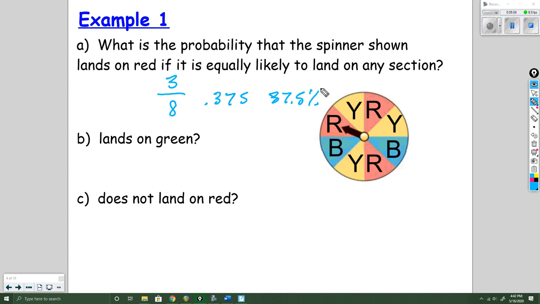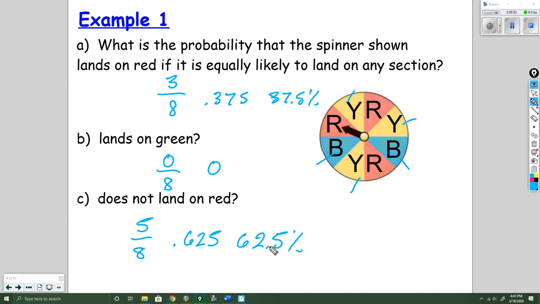All right, if we want to figure out the probability that the spinner lands on green, there's no green spaces out of a total of 8 spaces, so that would be 0 out of 8, or just 0. So there's a 0% chance that that event can happen, which means that's impossible. It's not going to happen. Then finally, we want to find the probability that the spinner does not land on red. We take a look at the amount of spaces that are not red, which would be 1, 2, 3, 4, 5, out of the total of 8 spaces, and that would give us 0.625 or 62.5%. So that is more likely to happen than not.